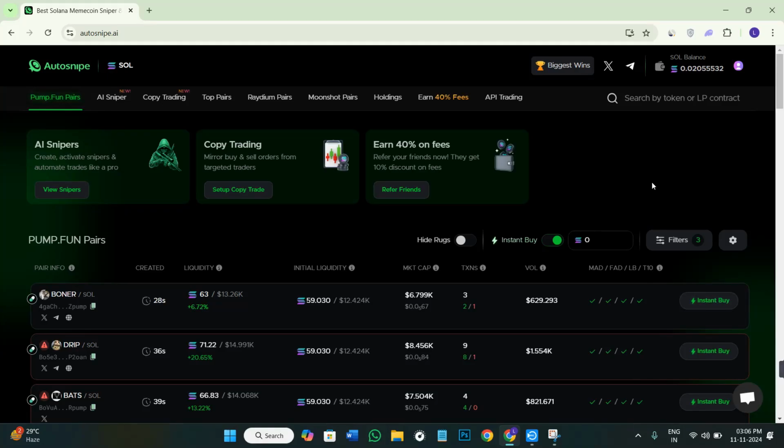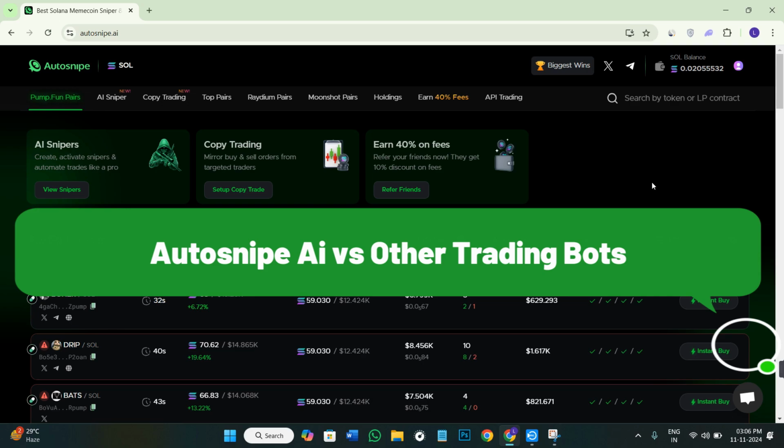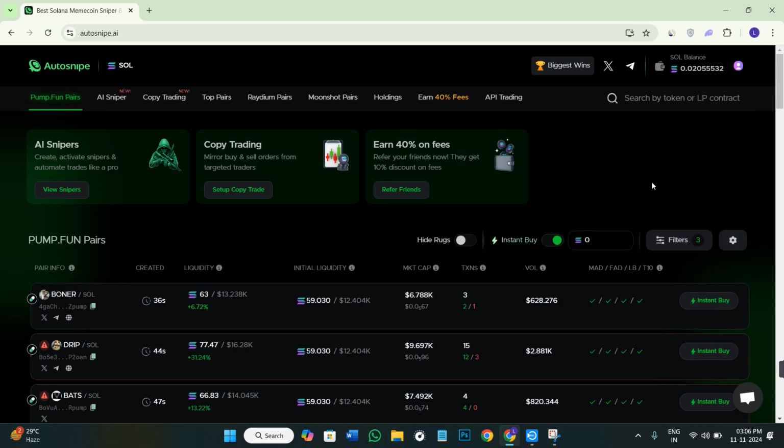Hello everyone, welcome back. In today's video, I'm going to be comparing Autosnipe AI with other trading bots out there. So by the end of this video, you will have a clear picture in mind which one is better and which one you should be trying.